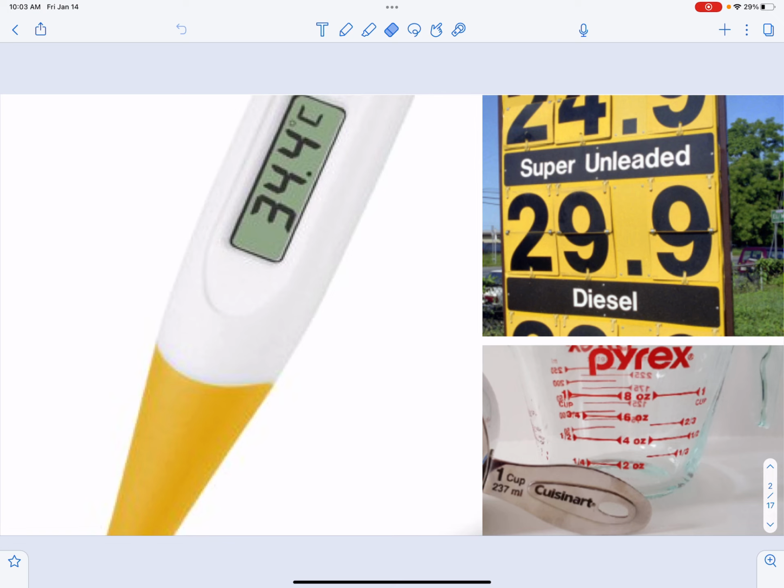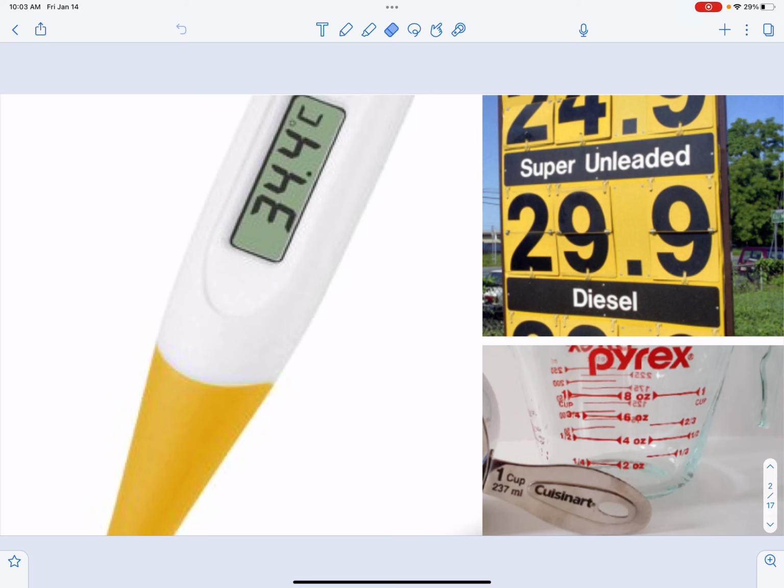And let's begin with this. So what do we see here? We see a thermometer that says 34.4 degrees Celsius. We see a cup in two different units of measurement. We can see that one cup equals 237 milliliters. And then on top is one of the things that I really love whenever I travel to Puerto Rico. The gasoline is super cheap, 29.9 cents. That's all the gasoline costs.